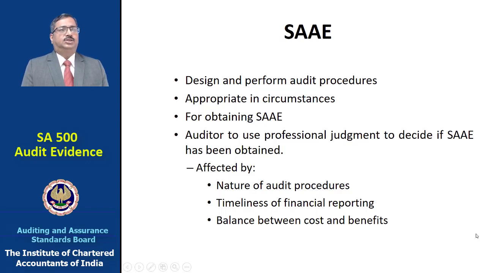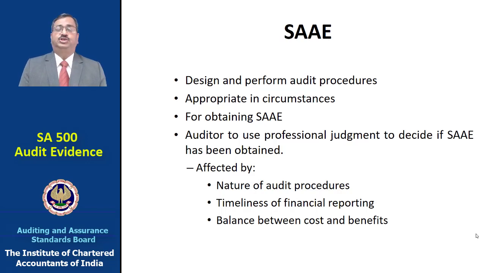The auditor has to design and perform his audit procedures in such a manner that the audit evidence obtained is appropriate and reliable. For obtaining this sufficient appropriate audit evidence, the auditor should use his professional judgment to decide whether it is genuinely appropriate and sufficient or not. The sufficiency or appropriateness of audit evidence gets affected by various factors. What audit procedure the auditor follows affects the sufficient appropriate audit evidence.